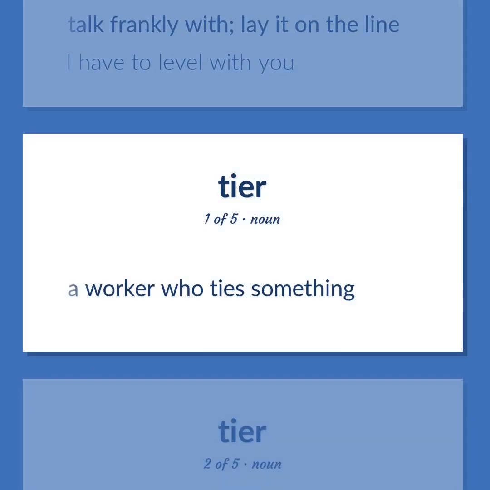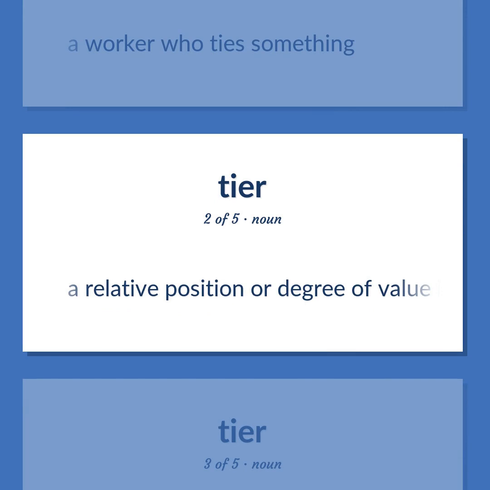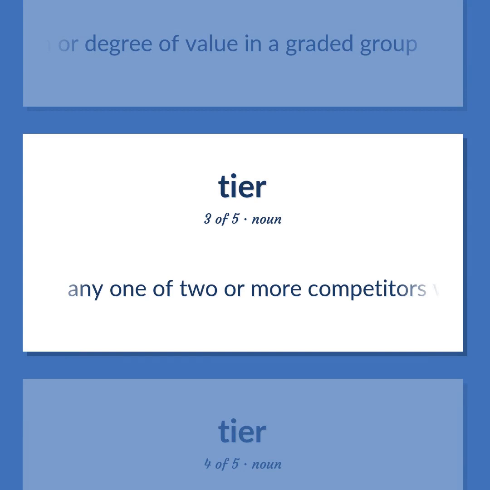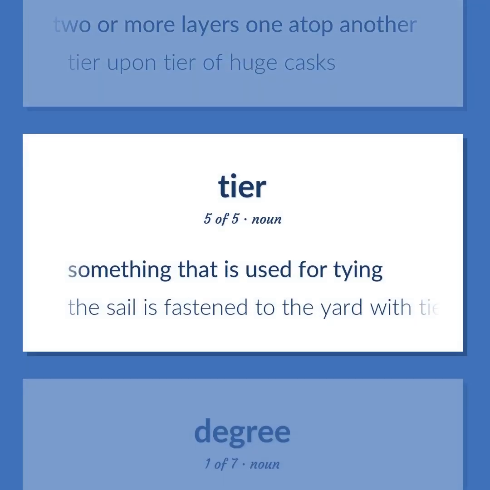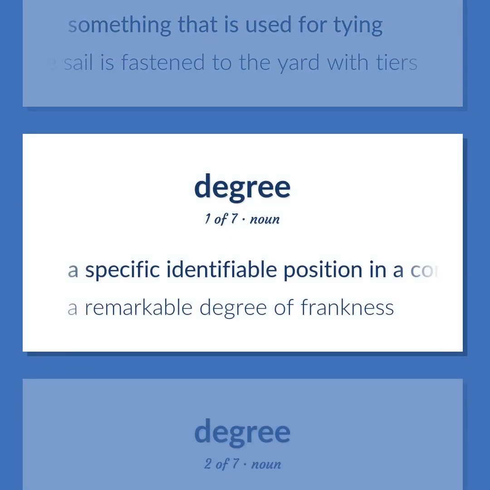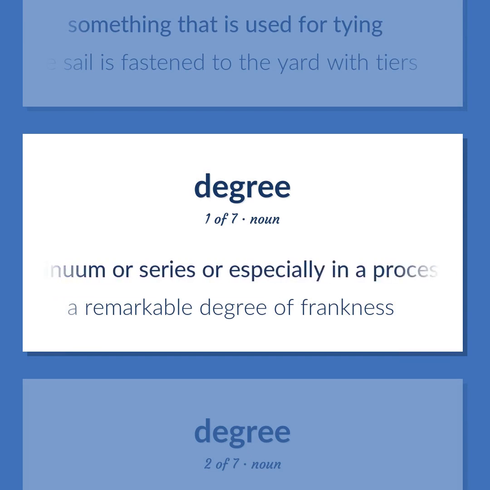A worker who ties something. A relative position or degree of value in a graded group. Any one of two or more competitors who tie one another. One of two or more layers one atop another. Tier upon tier of huge casks. Something that is used for tying. The sail is fastened to the yard with tiers. A specific identifiable position in a continuum or series or especially in a process. A remarkable degree of frankness.